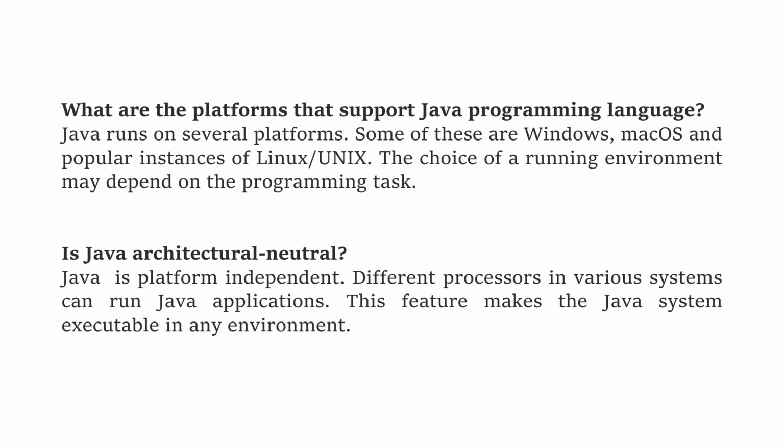The next question is, is Java architecture neutral? Yes, the answer is yes. Java is platform independent. Different processes in various systems can run a Java application. This feature makes the Java system executable in any environment. That is, Java is architecture neutral.